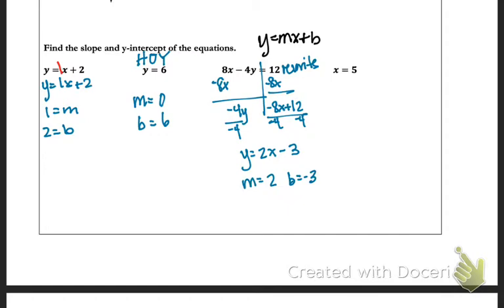The last one, x equals 5. The acronym VUX, V for vertical, so this is going to be a vertical line with an undefined slope, and it's not going to touch the y-axis at all. So there is no y-intercept. We would say there is none.